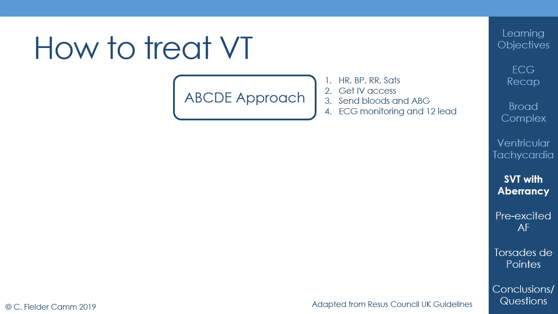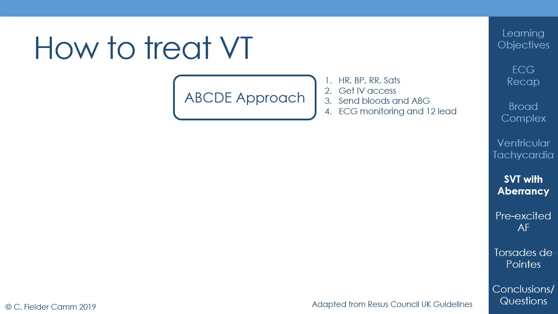And so you get your observations as quickly as possible. You want to get IV access, bloods, and an ABG. And you want to get some ECG monitoring and a 12-lead ECG if possible. And again, that 12-lead ECG is primarily to allow you to work out if it really was VT later on.